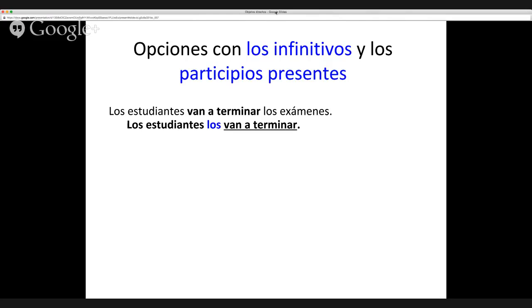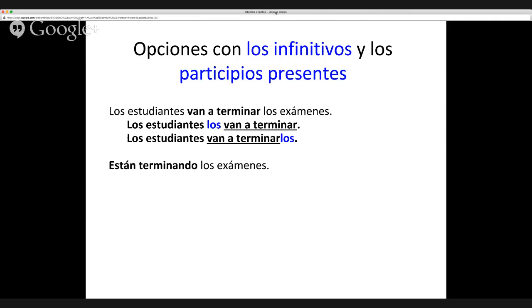And that's placing the los right before the conjugated verb. However, since there's an infinitive involved, if you want to show off, you can attach the los to that infinitive. Los estudiantes van a terminarlos. What you have to notice in the structure, though, is that you never stick the direct object pronoun in the middle of the verb. You either put it at the very beginning, los van a terminar, or at the very end, van a terminarlos.